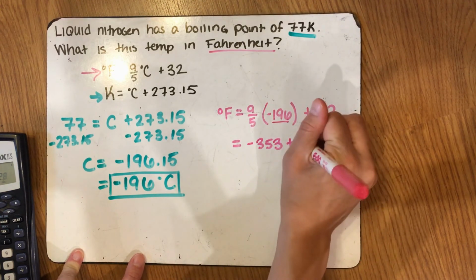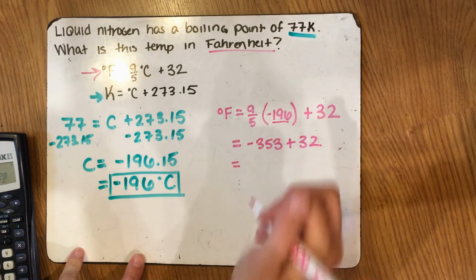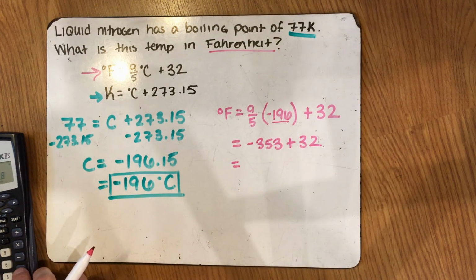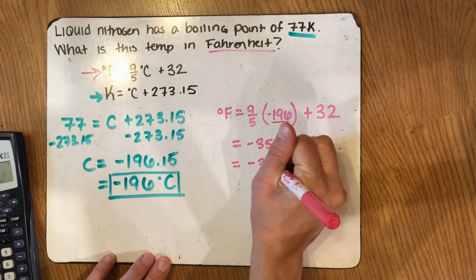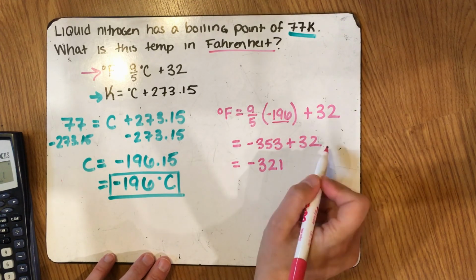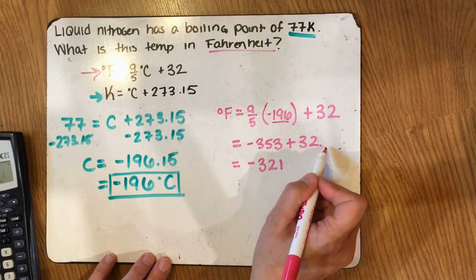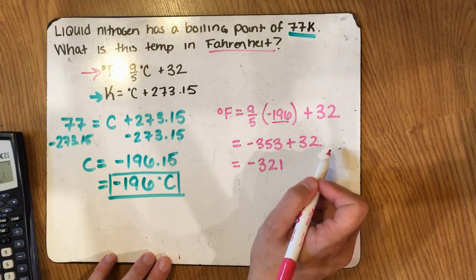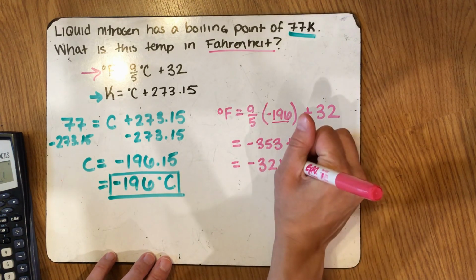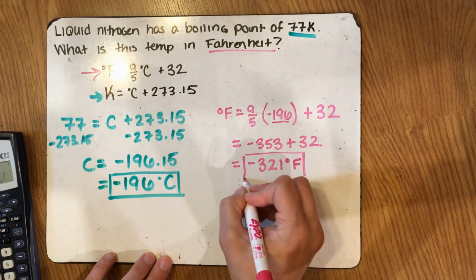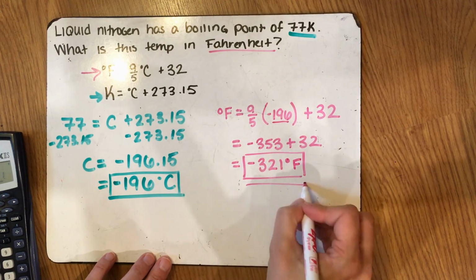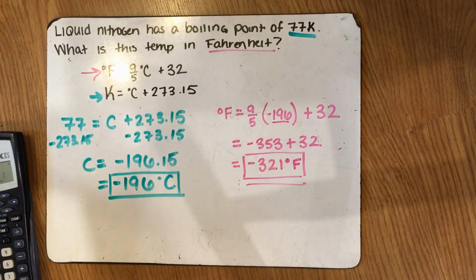negative 353 plus 32. And then I can do my addition. Negative 353 plus 32 gives us negative 321. With the addition rule, we're looking at decimal places. Well, both of these have 0 decimal places, so we're good there. And that would be degrees Fahrenheit. And so our final answer is negative 321 degrees Fahrenheit.